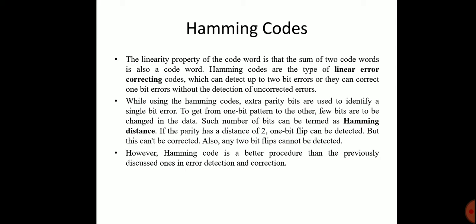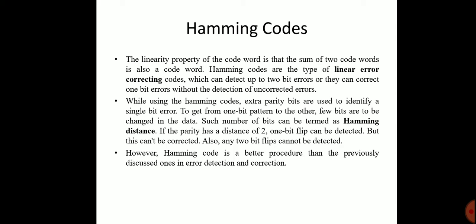Another one is the Hamming code. The linearity property of the code word is that the sum of code words is also a code word. Hamming codes are a type of linear error correcting code which can detect up to 2-bit errors, or they can correct 1-bit errors without the detection of uncorrected errors. While using the Hamming code, extra parity bits are used to identify a single bit error. To get from one bit pattern to another, a few bits have to be changed in the data.